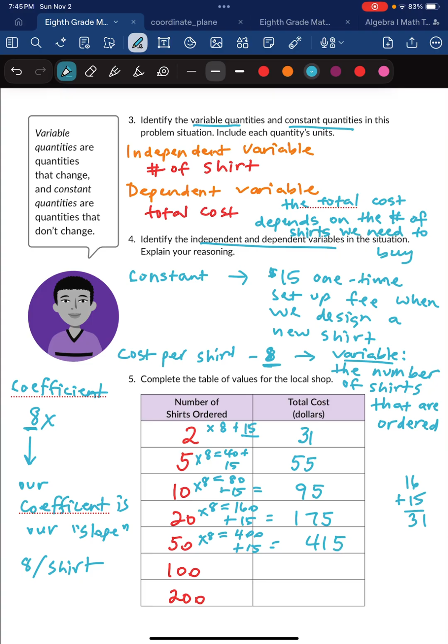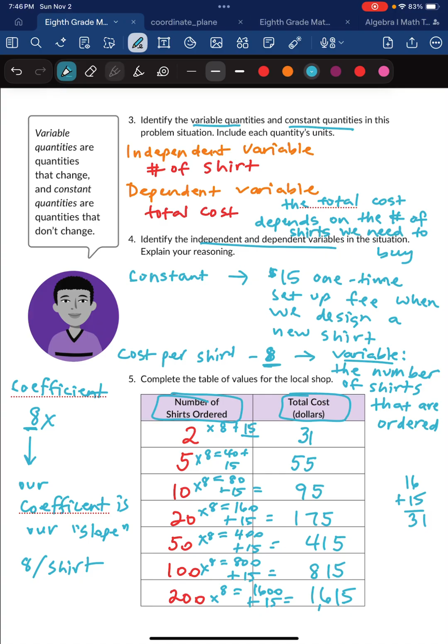100 times 8 is 800, plus 15, 815. And 200 times 8 is 1,600 plus 15, which would be 1,615. So that's how we can get the total cost no matter what number of shirts get ordered. That's how we would figure it out every single time.